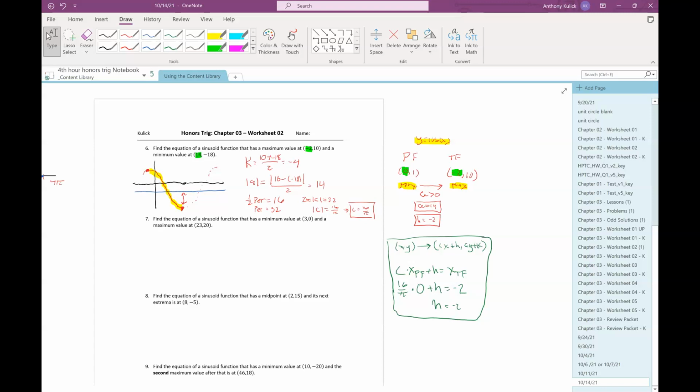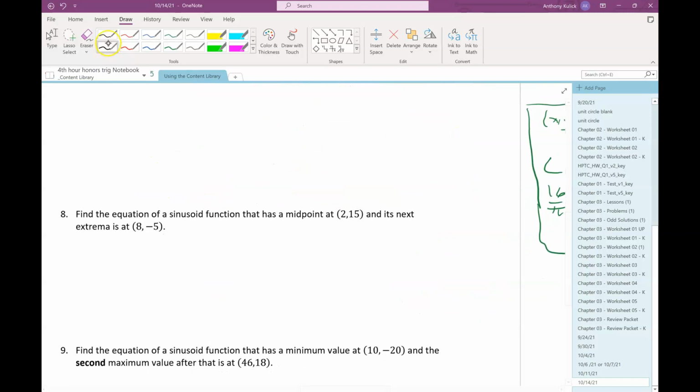Emily, page number 8. Number 8? Sure. So I'm going to approach this almost exactly the same as I did number 6. I'm going to start by just sketching a little bit of a picture of what I have. So I have 215, 8, negative 8. And then I'm going to sketch in the rest of it. Is that okay?